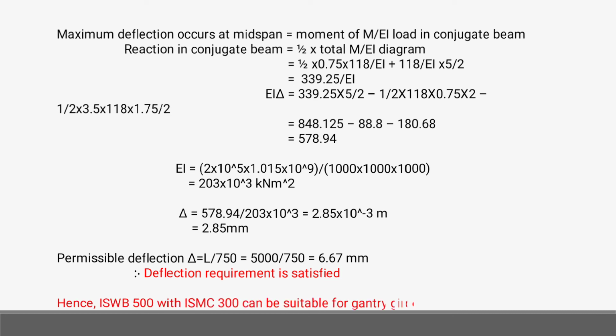Hence ISWB 500 with ISMC can be suitable for the gantry girder.